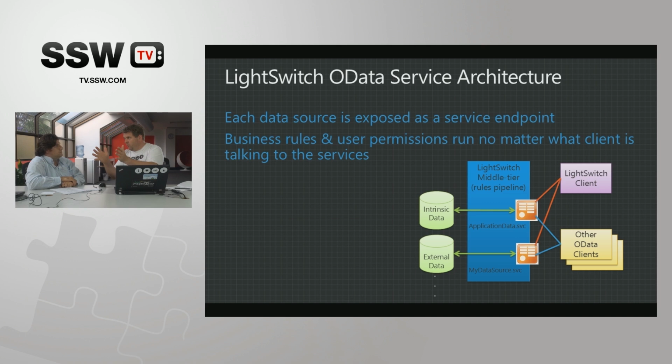So if you have a SharePoint list and a SQL table and some intrinsic data, you can set relationships between all those things and have them displayed and validated through LightSwitch in that way. It happens for you automatically as part of the model.